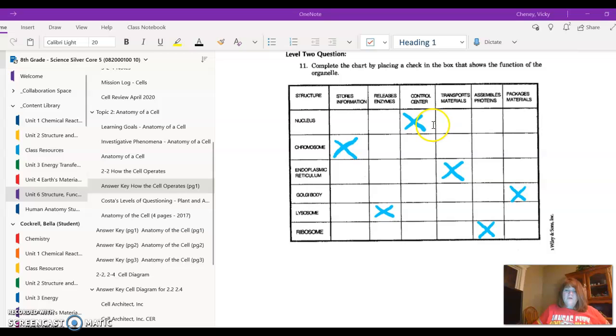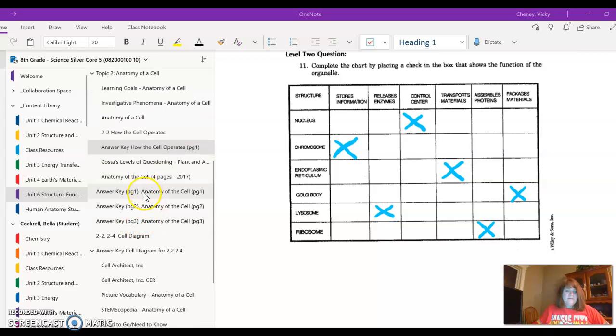The nucleus is going to be the control center. A chromosome is going to store information. It actually stores genetic information. The endoplasmic reticulum is like a system of tubes. It transports materials. Your Golgi body is going to package your materials and package the proteins. A lysosome releases enzymes and helps with digestion. And a ribosome is what's going to assemble the proteins. So you can look at that one.